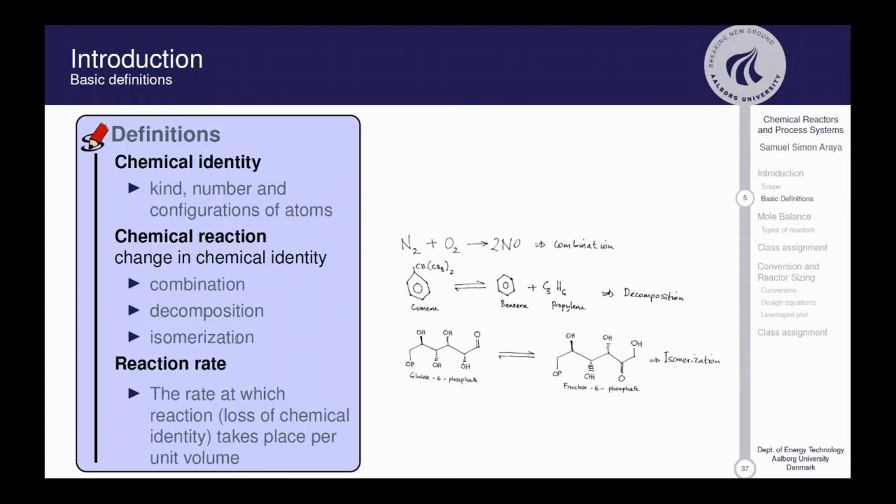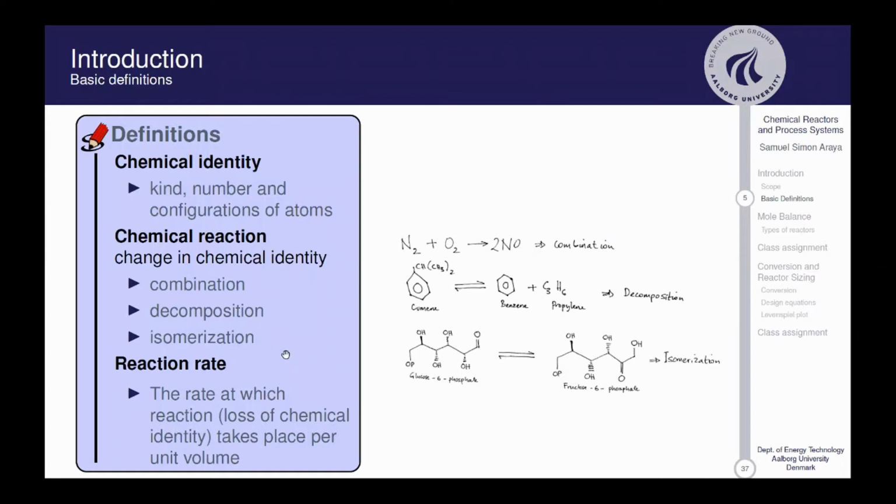And then isomerization is basically just rearrangement of the bonds within a molecule. So it has the exact same number of atoms and kind of atoms, but because the configuration of the atoms changes, it just becomes a different material. And this is called isomerization. So already the kind of bond and the configuration of the atoms changes the characteristics.